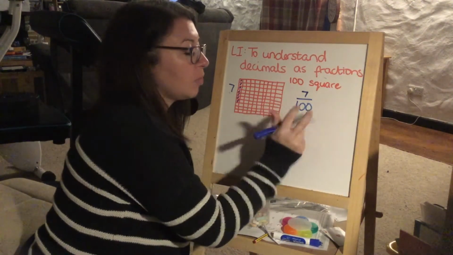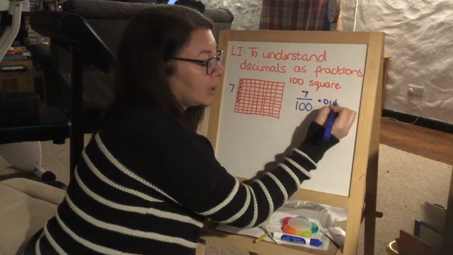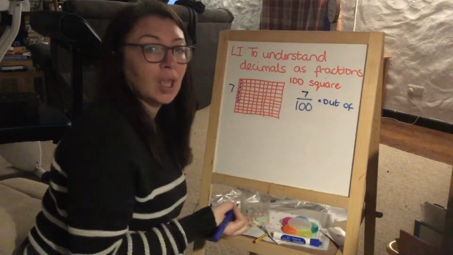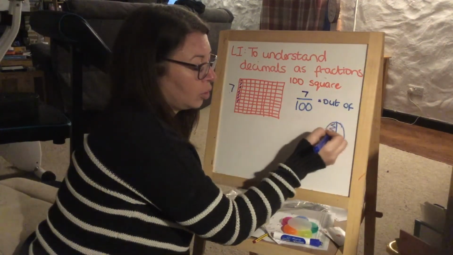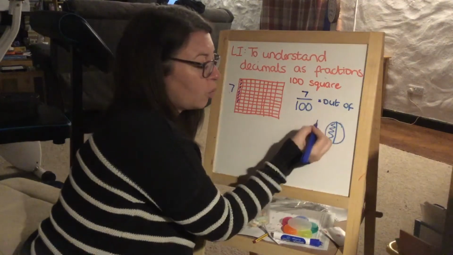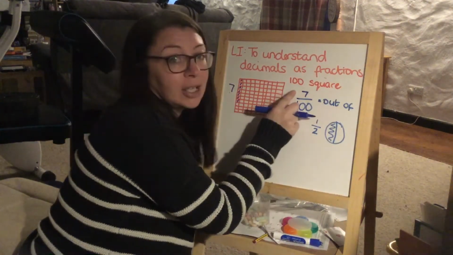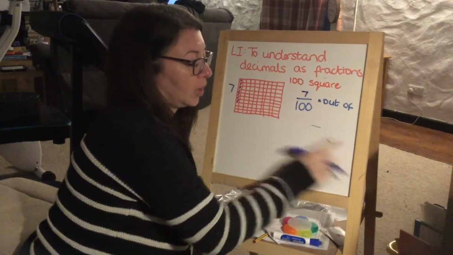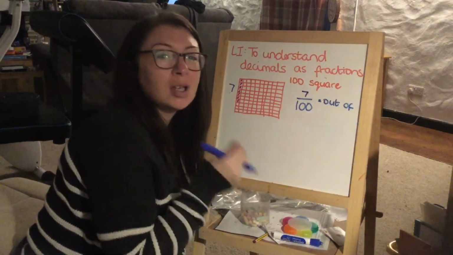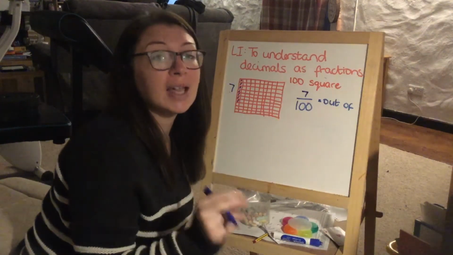And what I want you to remember is that your little line there can mean out of. Okay, if you think of your half, you have 1 out of 2 parts. This is saying you have 7 out of 100 parts. Okay, and then you'll be asked to think, what would that be as a decimal? Now please don't be scared by that.